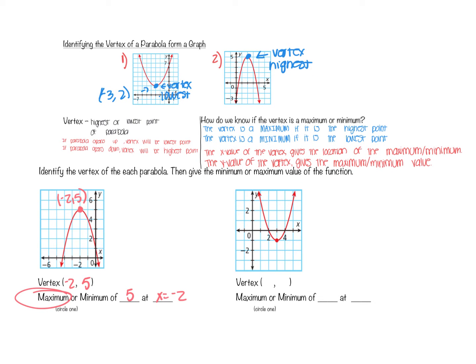And on this one, I look here, this is my lowest point. This ordered pair is 3, -1. So my vertex is 3, -1. In this case it is a minimum, since it's at the bottom, of -1 at x equals 3.